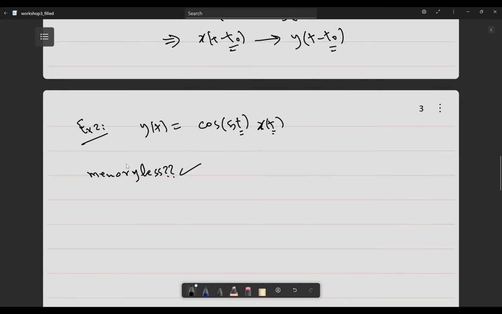Then the stability. Is it stable? Yeah, it's still stable because it only depends on the present and it doesn't have a past or future in the function. You are confusing it with the causality. Oh, yeah, right. Okay. My bad.